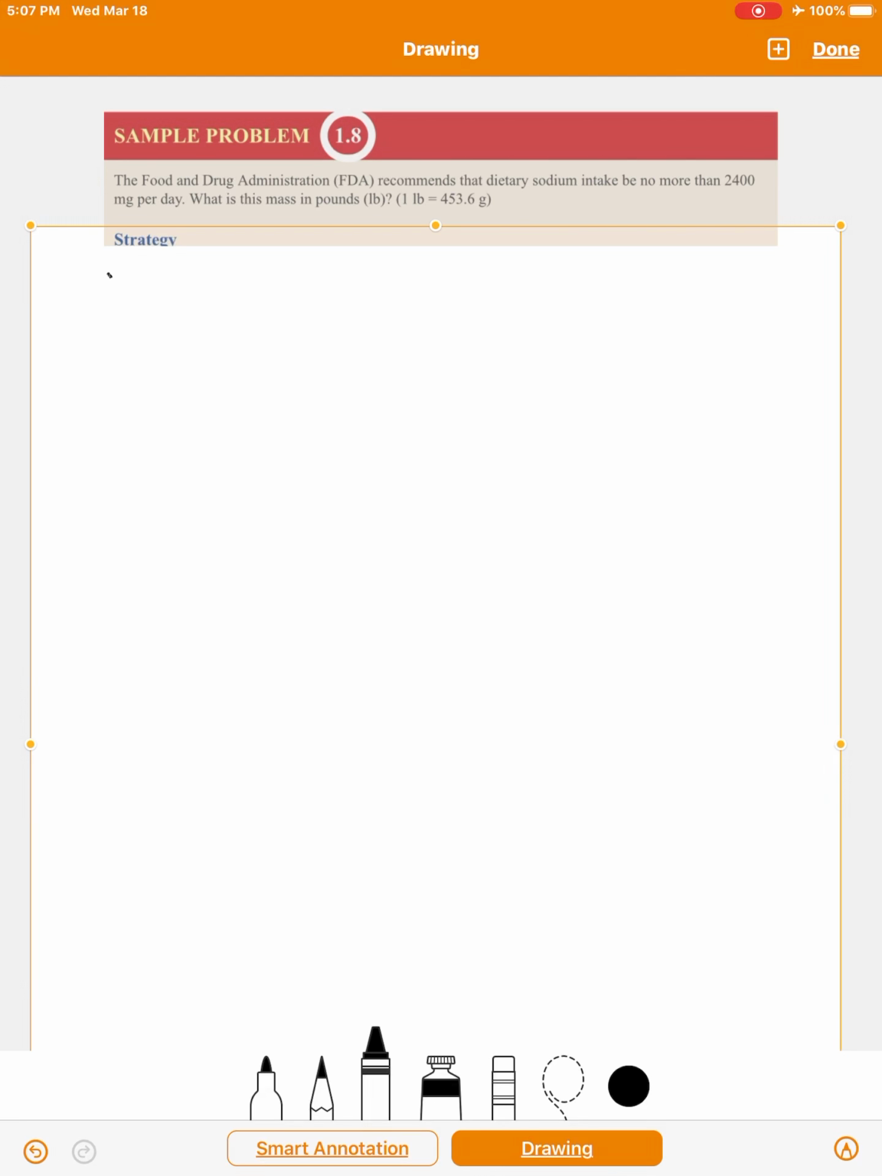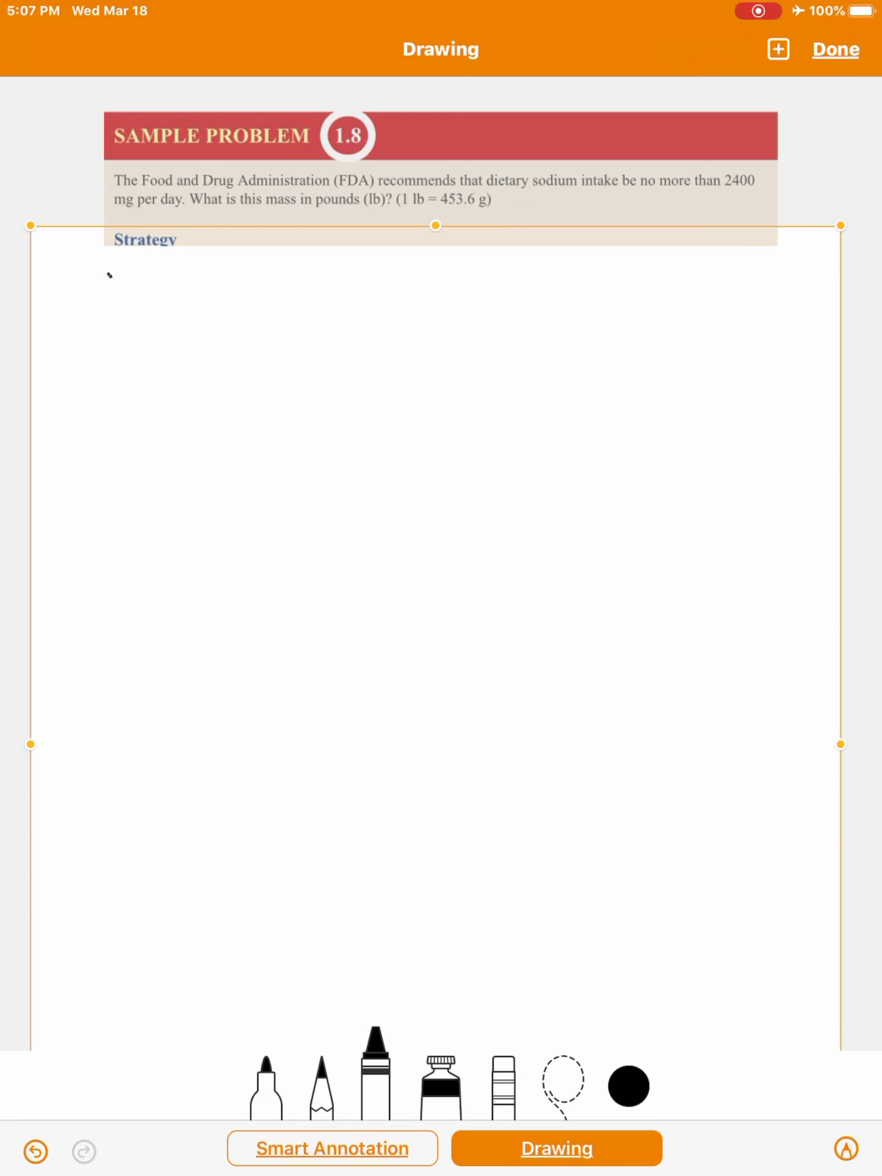This is sample problem 1.8. It says here that the Food and Drug Administration, the FDA, recommends that dietary sodium intake be no more than 2,400 milligrams per day. mg is milligrams. That's a mass measurement. What is the mass in pounds? Symbol for pounds is lb.